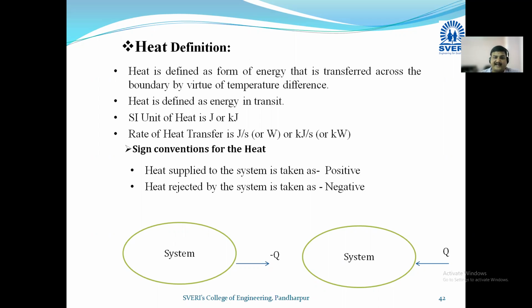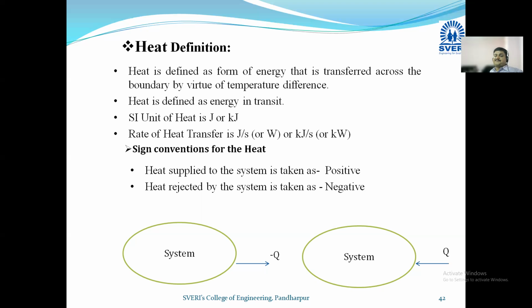Heat is defined as energy in transit. Heat means what? Energy in transit. Heat ही एनर्जीची सतत मूव होत असलेली एक कंडिशन आहे. हीट कॅन बी मूव्ड बाय कंडक्शन, कन्वेक्शन और रेडिएशन. ओके, SI unit of heat is a joule or kilojoule. That unit is very important. We are going to use it when we will solve the numericals. The SI unit of the heat is joule or kilojoule.